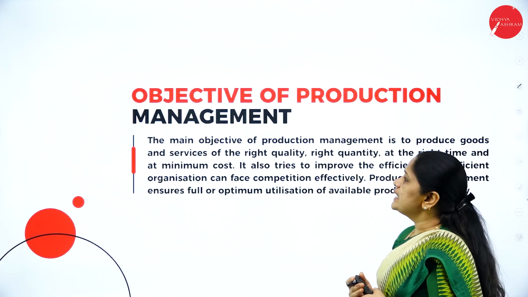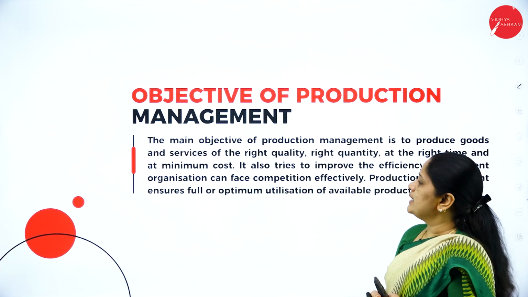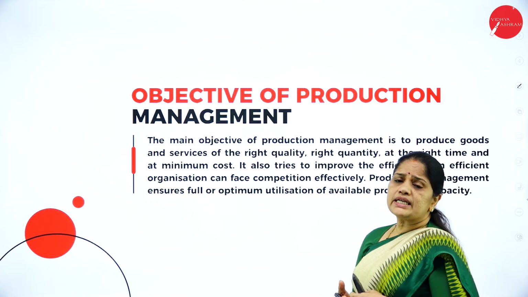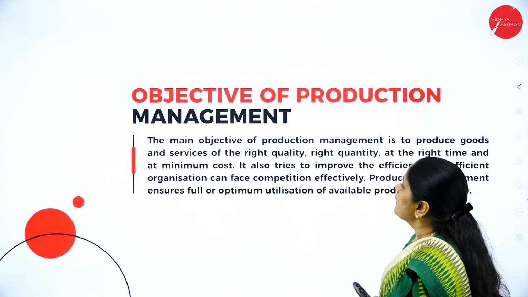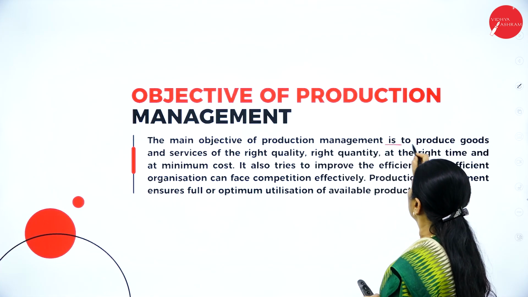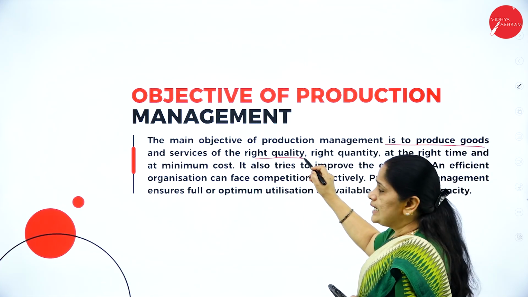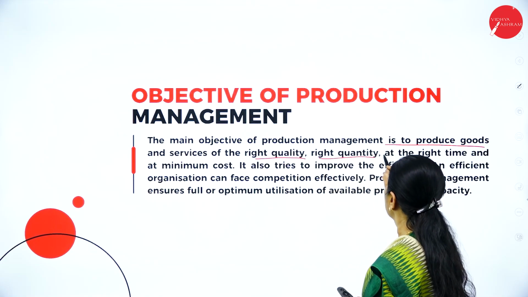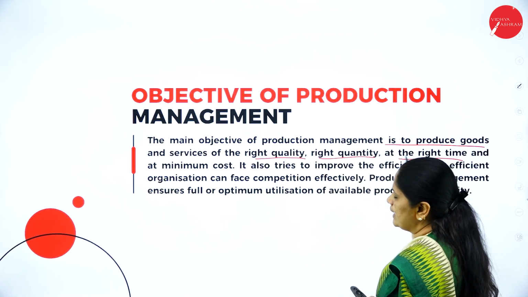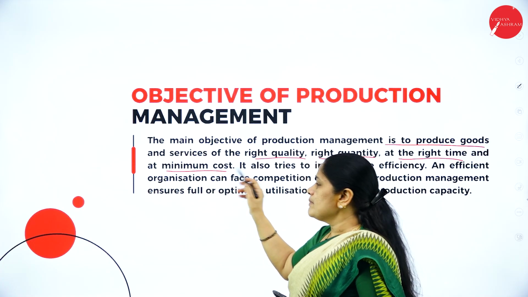Next, the objective of production management. So what is the main objective of production management? The main objective of production management is to produce goods of the right quality, right quantity, at the right time and at the minimum cost.